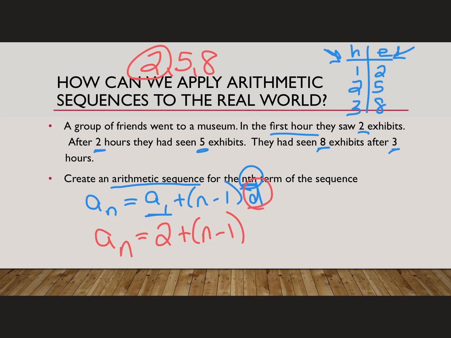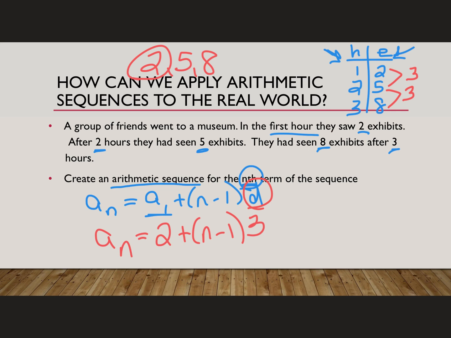Now I need to find out what d is. What is my common difference? Well, let's see. Here I am adding 3. Here I'm adding 3. That makes my common difference 3. So, it's 2 plus n minus 1 times 3. That's it. That's how I find it.